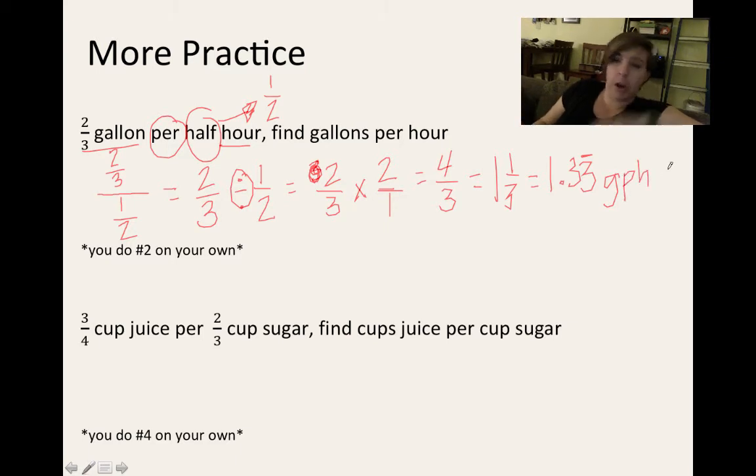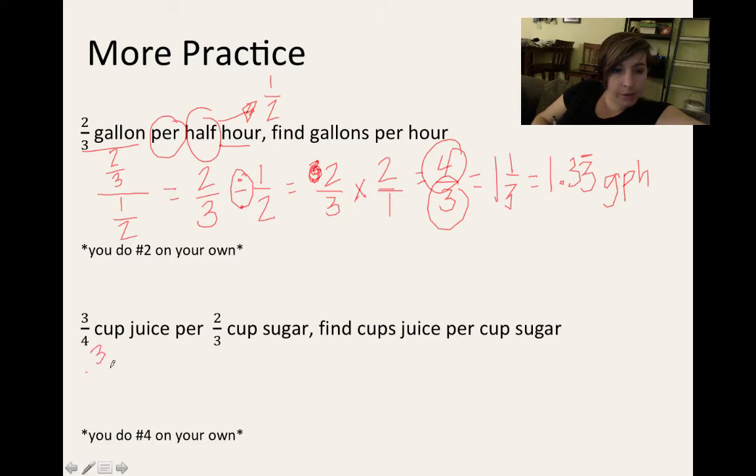Do number 2 on your own. Remember, to find the unit rate, you just divide the numerator by the denominator once you do the improper fraction. All right, so we're going to do this one. Go ahead and pause the video and do number 2. So now we're going to do this one together.